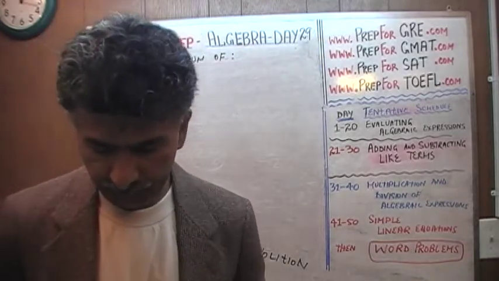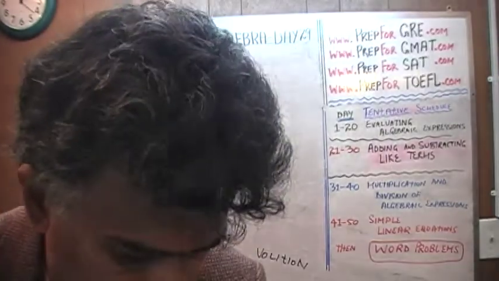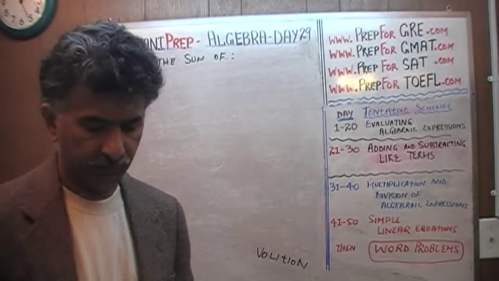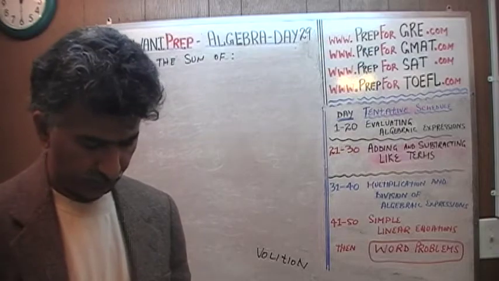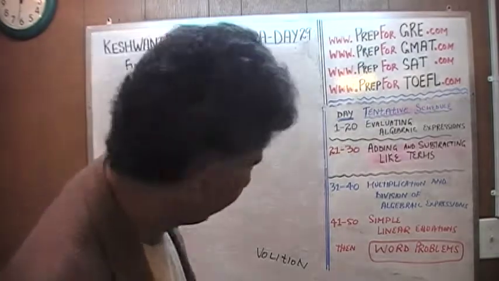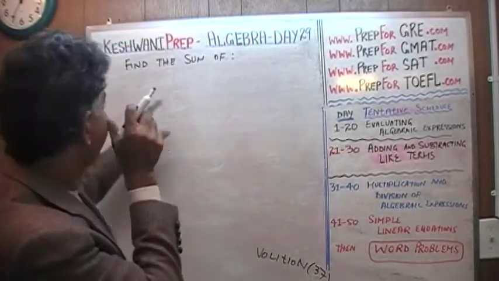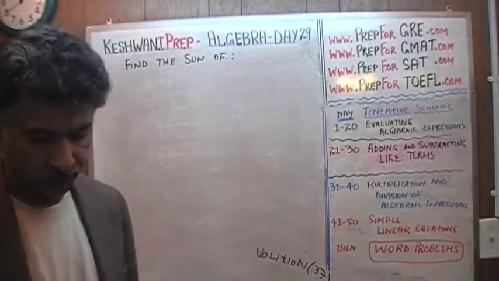So if you watched the video yesterday, I used this word volition, and I somehow inadvertently left it out when I covered this on my vocabulary videos. So I'm going to get it out of the way so that I feel better. It's out of my system. Oh, day number 37. Just type in Keshwani Prep vocab day 37 and you will learn this word.